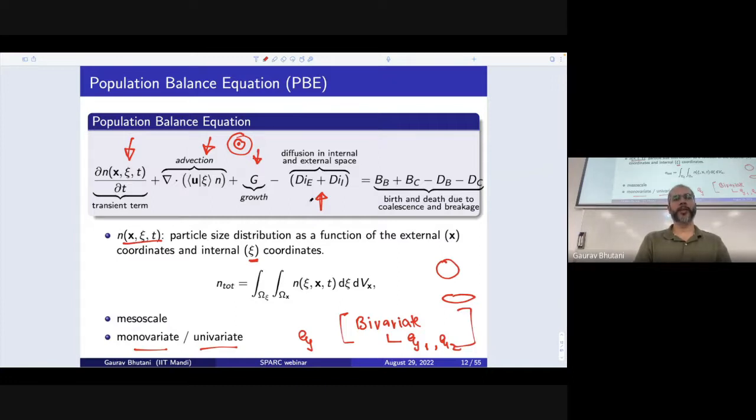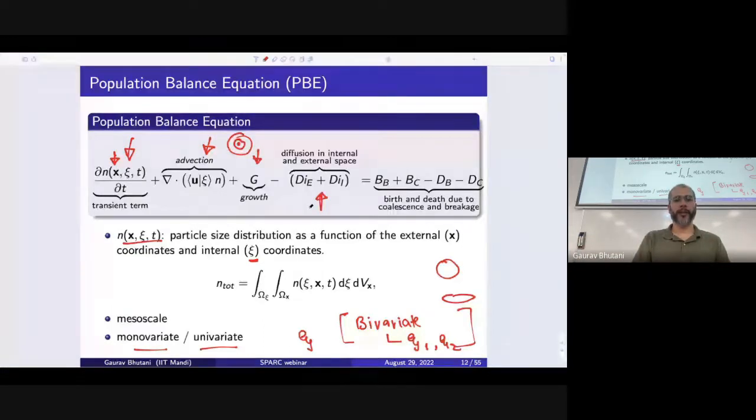So diffusion in external space, external refers to the particle position. So diffusion in external space is more obvious. So let's say you keep a gas, and with time the gas is mixing, it's diffusing in space. So that's physical diffusion. You can also have internal diffusion, which is more difficult to understand, but that's more of a modeling concept, where your number is changing in the internal space, so in the xi coordinate.